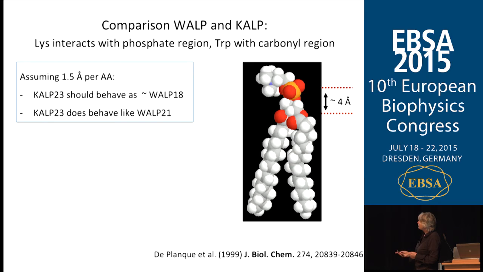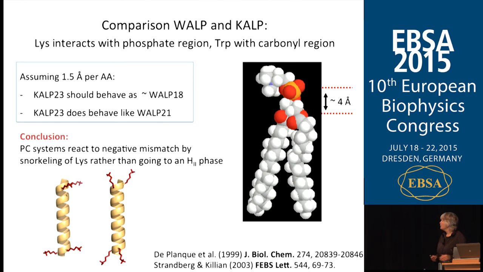This did not happen because what we found was that it behaved like a much longer peptide. And so we thought, what would this mean? And we came up with the following, that apparently, this suggested that the PC system that we're using, the phosphatidylcholine, doesn't like to form these hexagonal phases. It's a real bilayer lipid. And what is happening then with the peptide is that when it gets shorter, the system doesn't really want to go into this hexagonal phase, so the lysines start snorkeling. So the peptide is making itself as long as possible, sticking the charges out.